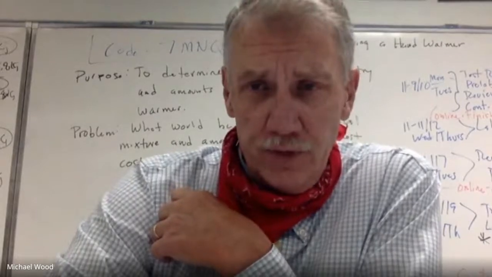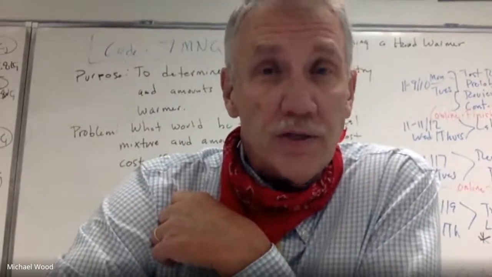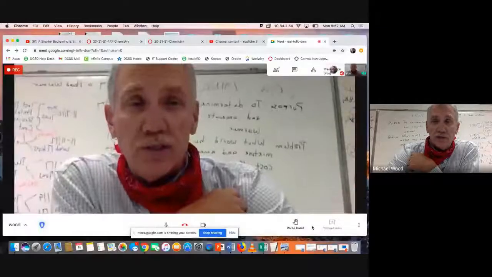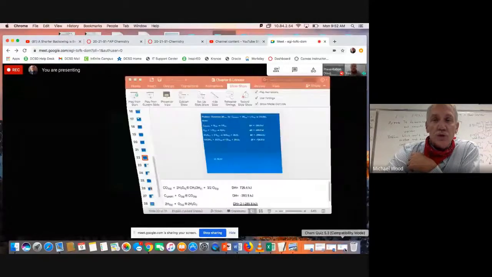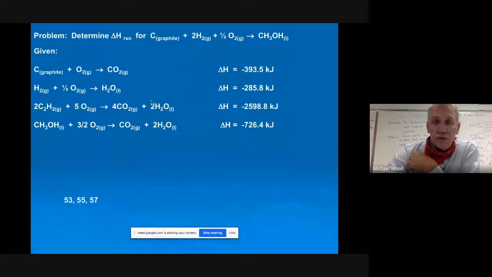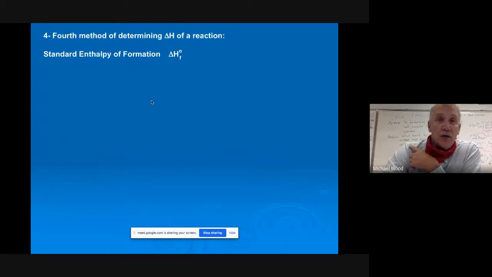Okay, now the final way to solve for delta H, and again, I don't think it's a difficult process, but this is where we use table values. Okay, note too, there's problems. It would be good to be working problems in the book. Okay, now the fourth method of determining delta H from a reaction is the standard enthalpy of formation.